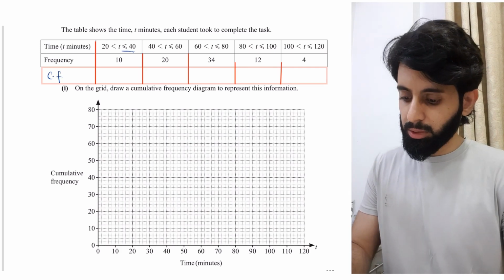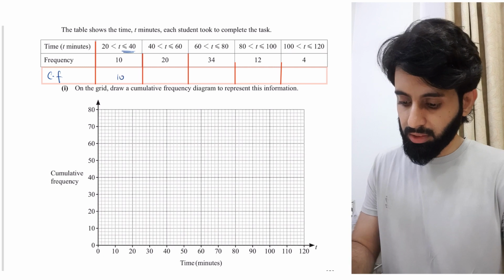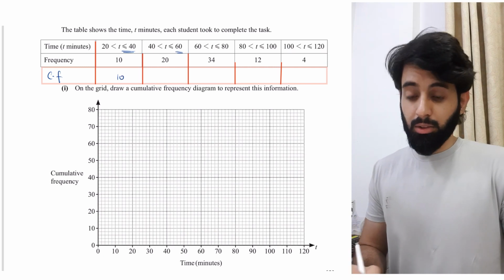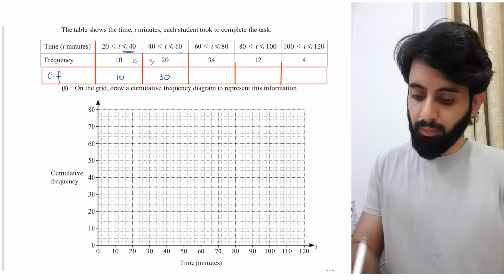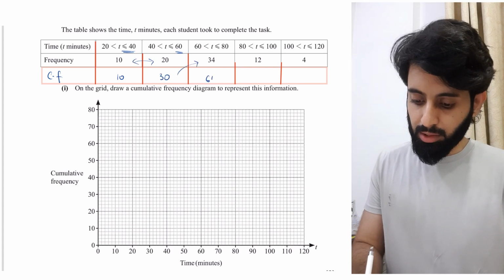So for the number of students who took less than or equal to 40 minutes, the frequency is 10. For the number of students who took less than or equal to 60 minutes, the frequency is 10 plus 20, which is going to be 30. And then 30 plus 34, which is going to be 64.